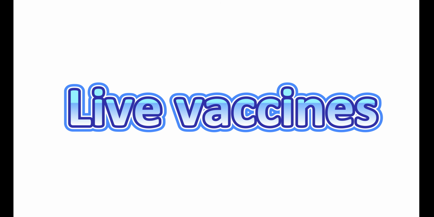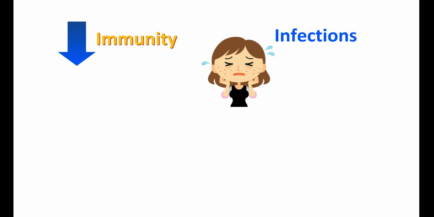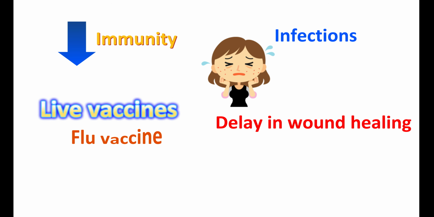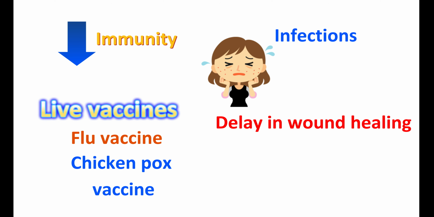Live vaccines. Methylprednisolone reduces your immunity. Therefore, it may increase the risk of infections. It can also cause a delay in wound healing. Suppression of immunity plays a significant effect when you take live vaccines like the flu vaccine or the chickenpox vaccine.